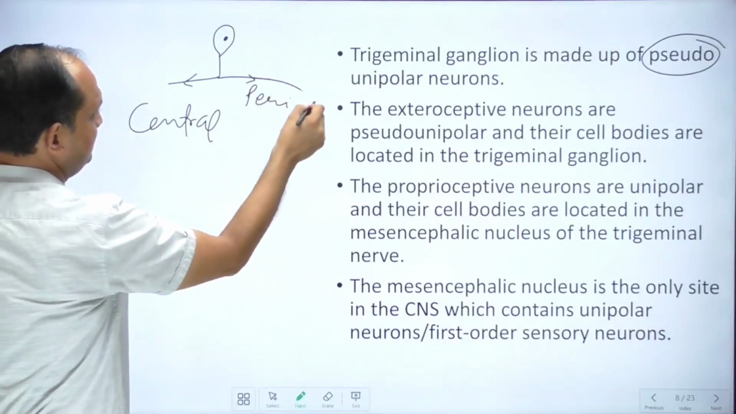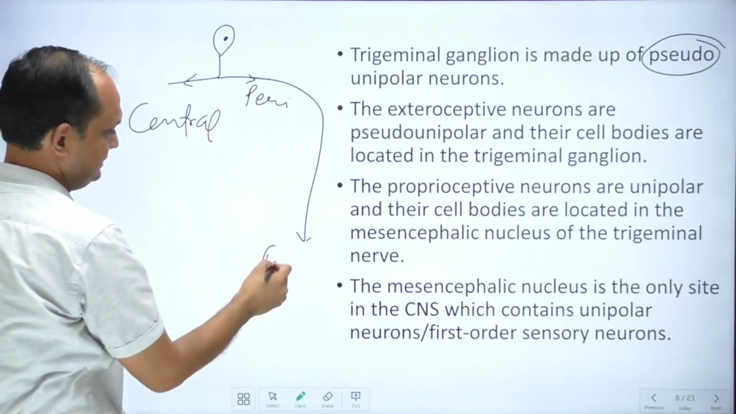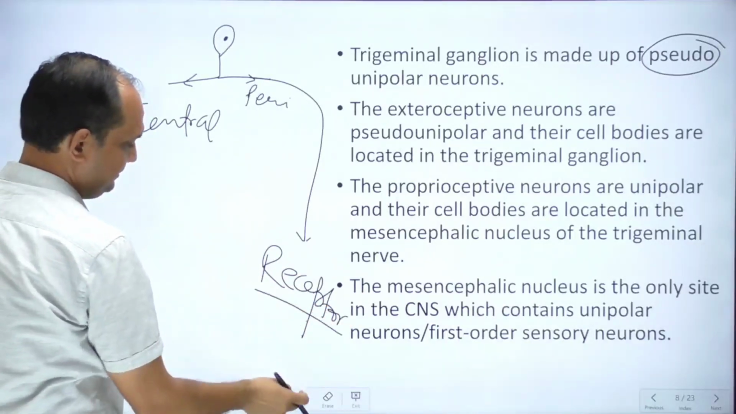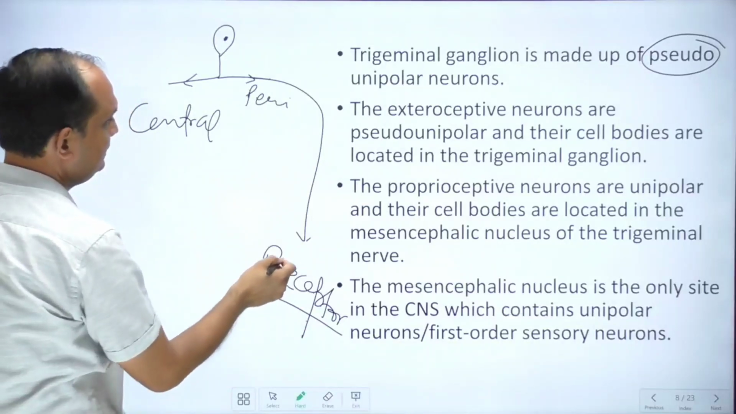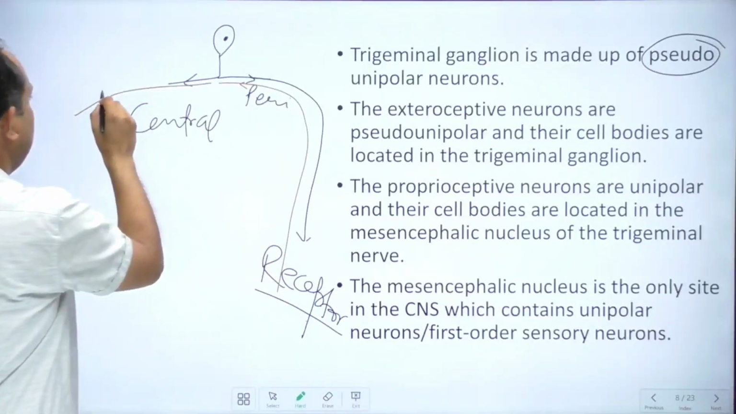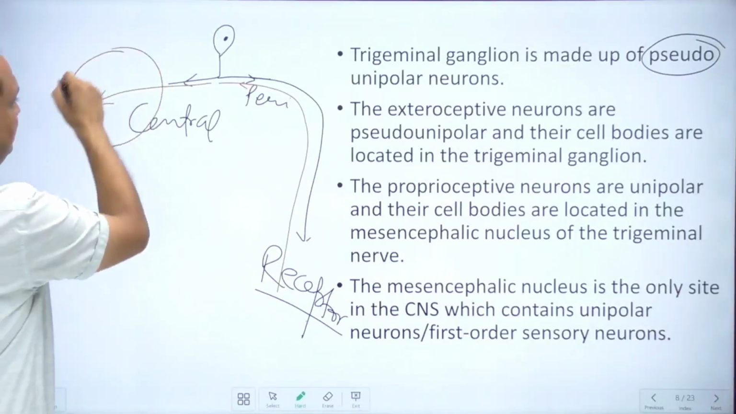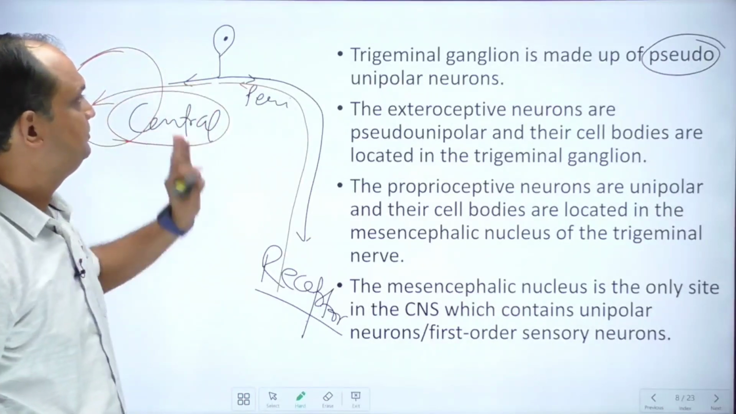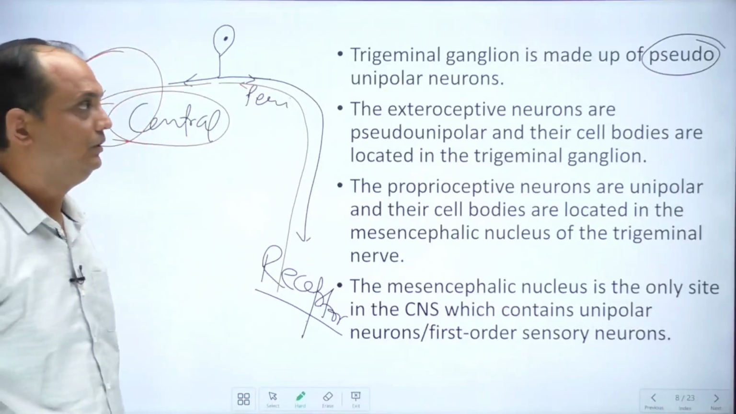Now this peripheral process will reach to the receptor, and from the receptor it will take the sensation. These sensations then enter into the central nervous system with the help of the central process. Clear? So this is the picture of a pseudo-unipolar neuron.